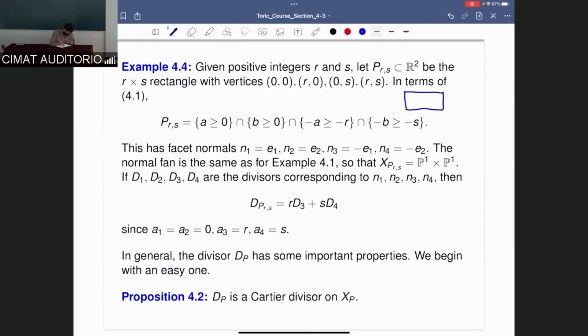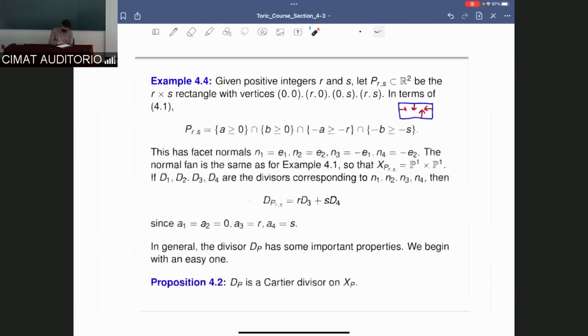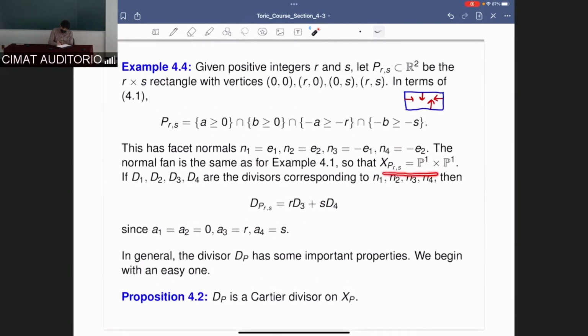Okay, there's our rectangle. So what do we expect? I guess we expect a P1 cross P1 over there. Then the facet normals are these guys: N1, N2, minus E1, E2, minus E1, and minus E2. So then the normal fan, something we have seen before, would give us P1 cross P1. And now let's digest a little bit the recipe to get our divisor out of this polytope. How do we get the divisor?